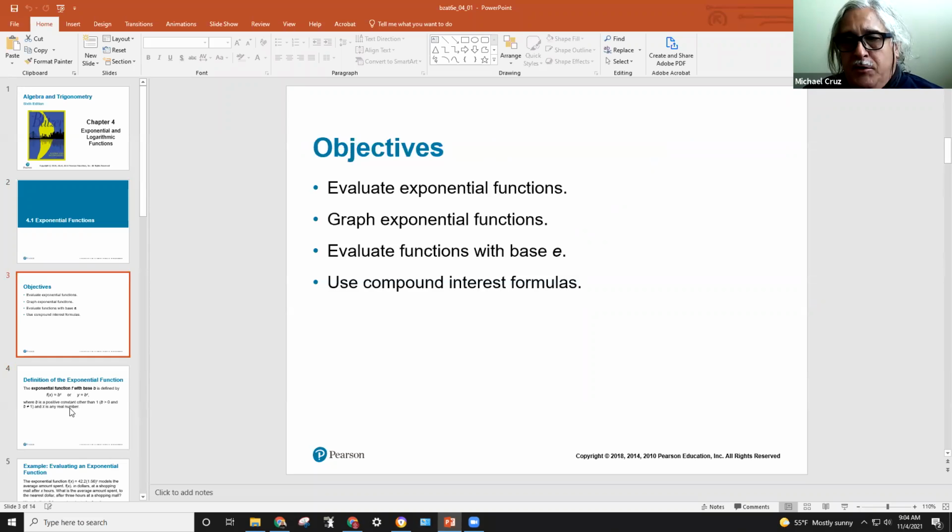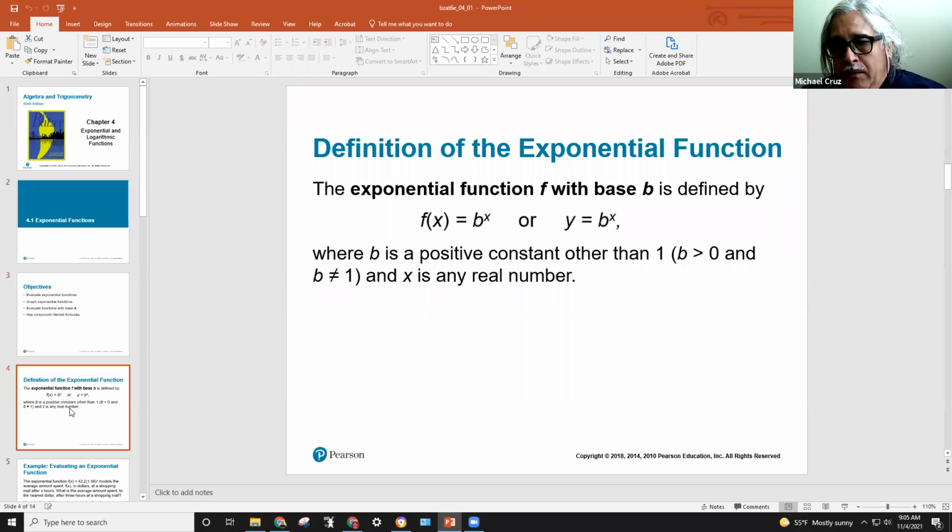All right, an exponential function basically is f of x is equal to b to the x, where b is the base, brought to some power. We could also say y is equal to b to the x. Now b is a positive constant other than 1, so b's got to be greater than 0, not equal to 1, and then of course x is going to be a real number. Okay.